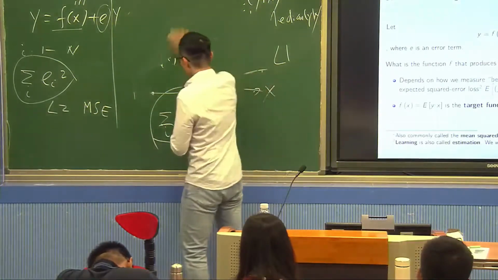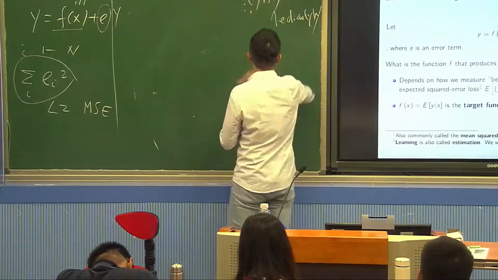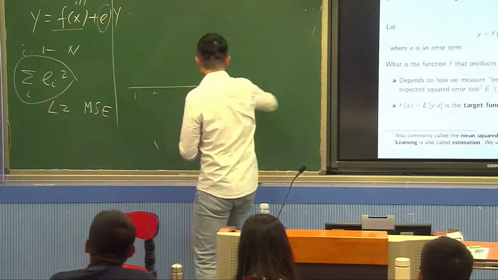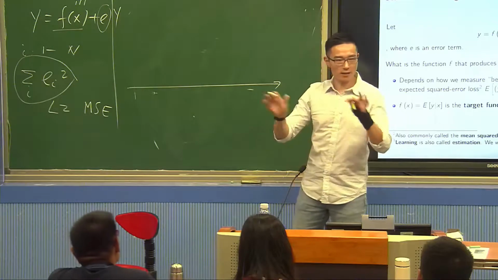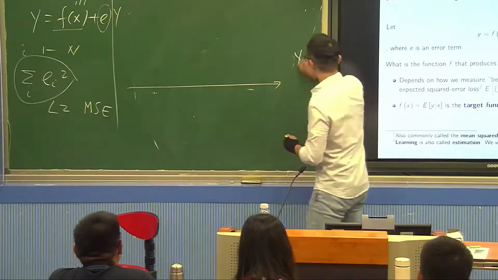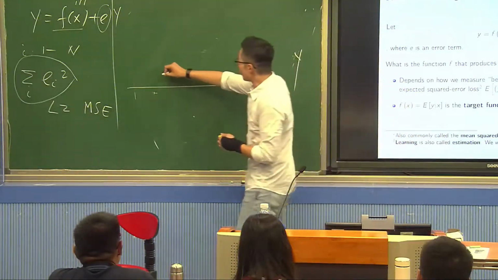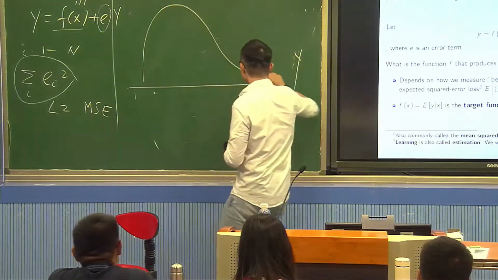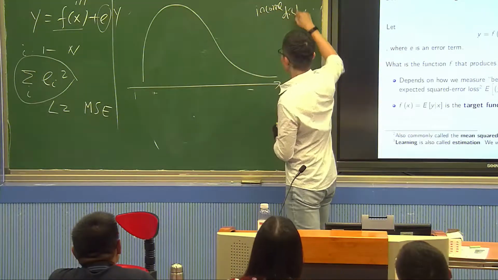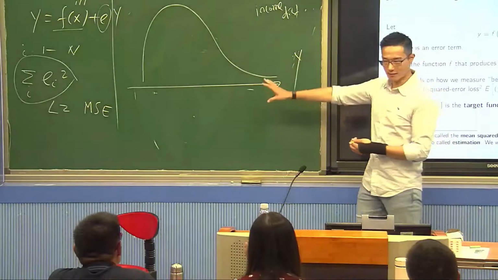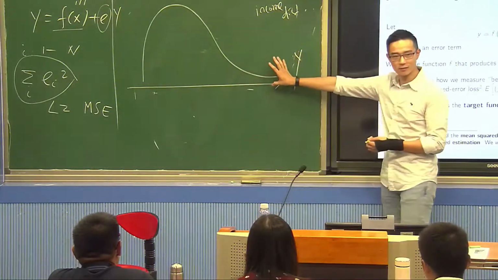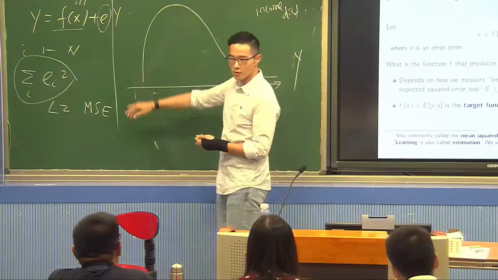Now, let's do another example. That example may be simpler. Suppose we don't have x and y. We just have y. So what is this y? This y is the income distribution of China. It probably looks like this, where a lot of people are here, and there are some extremely rich people. So that's sort of like an income distribution of China.